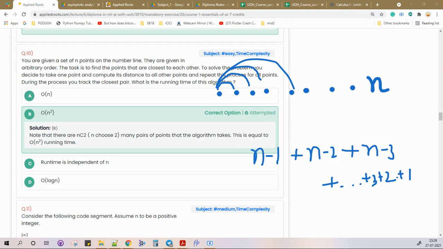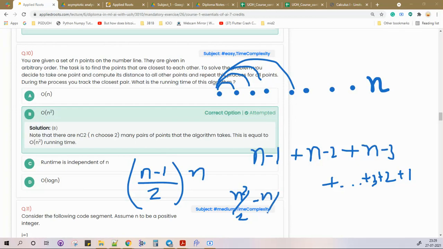So this is nothing but 1 plus 2 plus 3 plus 4 up to n minus 1. If you take the summation of all this, it would be n minus 1 by 2 times n minus 1 plus 1, so n minus 1 plus 1 would be n. If you take the multiplication, you are left with n square by 2 minus n by 2. So it is order of n square. This is the answer, correct?